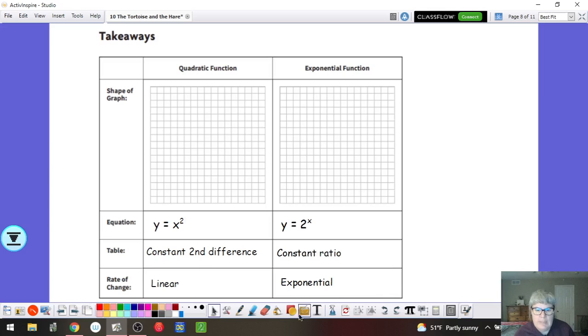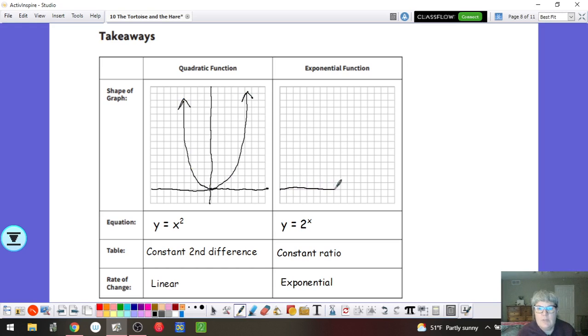So what are some takeaways that we have from this particular lesson? The shape of the graph of a quadratic is U-shaped. It's a parabola. And it does have symmetry, so one side of the parabola should have the same shape as the other side. So this is a sample of a parabola, what you would see with a quadratic function.